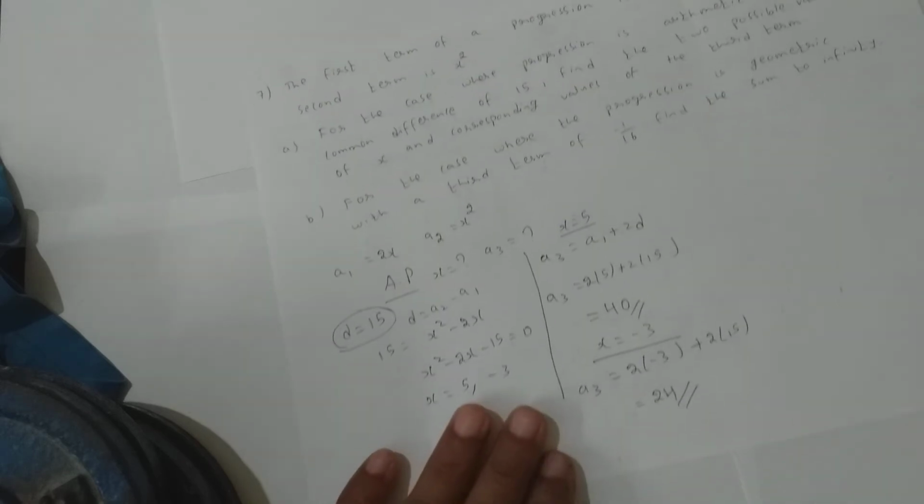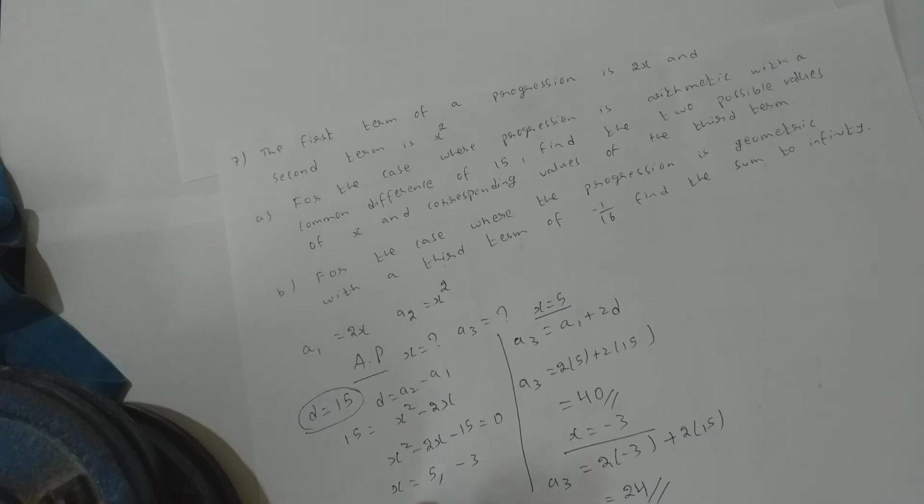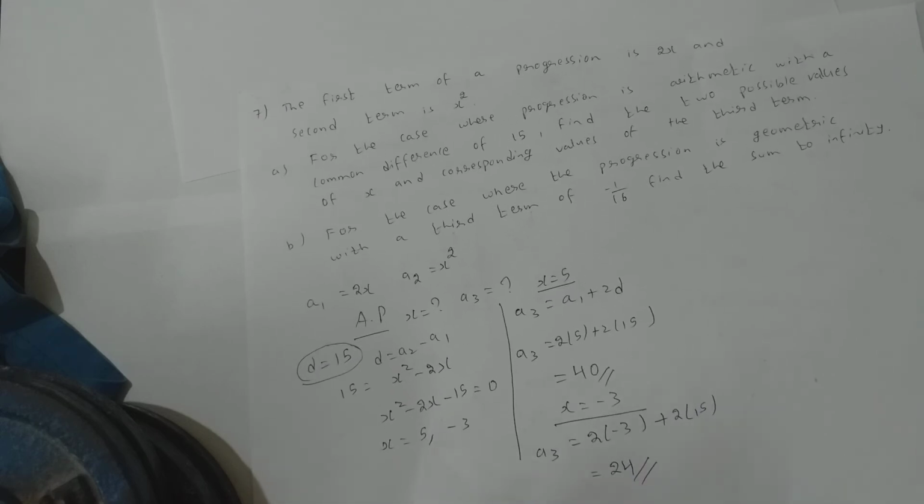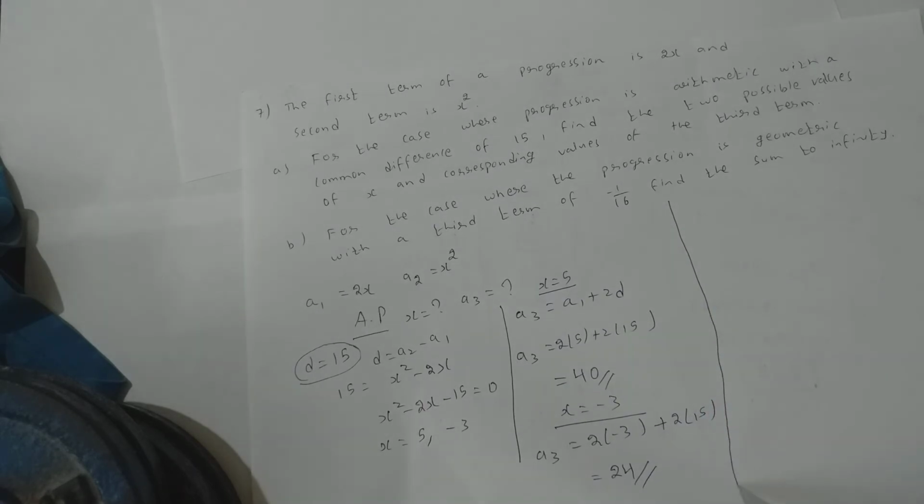Are we clear? What did I make use of? Nothing, only that it is an AP. So the difference you get from A2 minus A1. I did that to get the value for x. I substituted x to get the A3 values. Now look at the second bit.